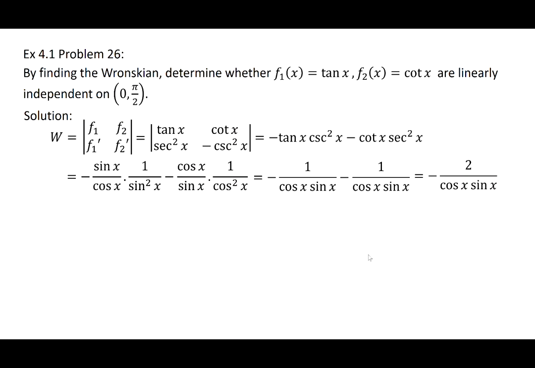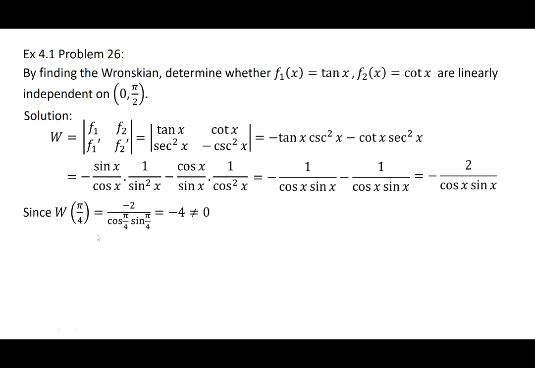So, can you come up with some value for x in this interval 0 to pi half? 0 not included, pi half not included. Though don't tell me, well, I'll take x to be 0. No, you cannot. 0 is not included. What about pi fourths? Cosine of pi fourths, 45 degrees, is square root of 2 over 2. Sine of pi fourths, square root of 2 over 2. Square root of 2 over 2 times square root of 2 over 2 is 2 over 4, or 1 half. Negative 2 over 1 half is negative 4.